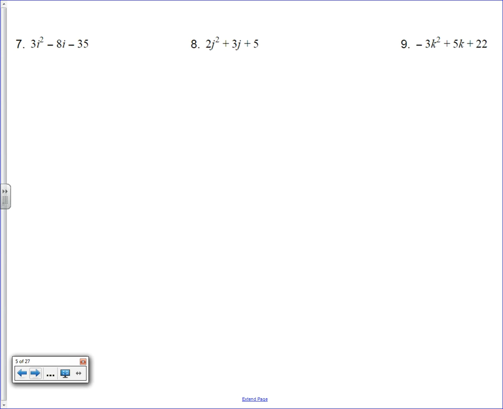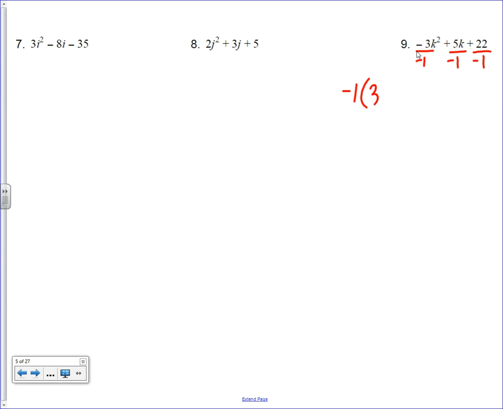Number 9. It does not start with a 1. Hold on a second, though. You forgot to ask yourself about a GCF. But did you see how it starts with a negative? Guys, I don't want it to start with a negative either. So we are going to divide all of these by a -1. That's going to be our GCF in this problem. We're taking out a -1. If you take out a -1, what's left?